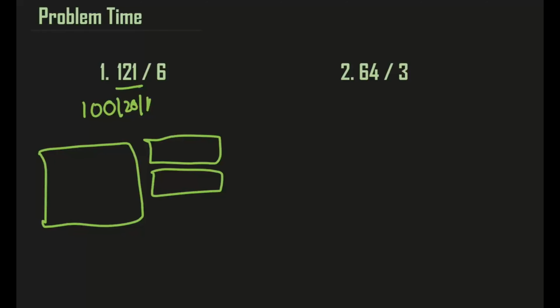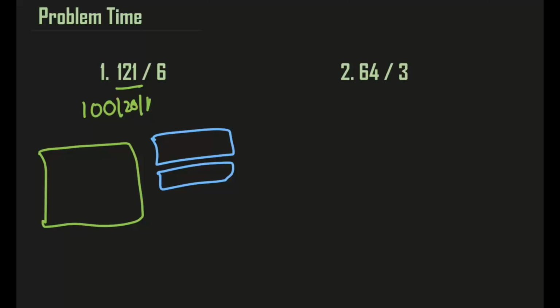I'm actually gonna highlight them in different colors so it looks different. There we go. And then our ones place, we only have 1, so we're gonna draw 1 of those. So here we have 100, and we have 10 and 10, and then here we have 1. So this represents our 121. But obviously we can't divide it by 6 as it is, because we can't see what's going on here.